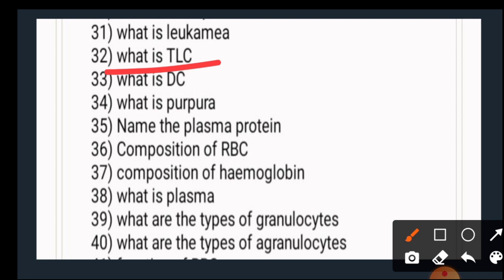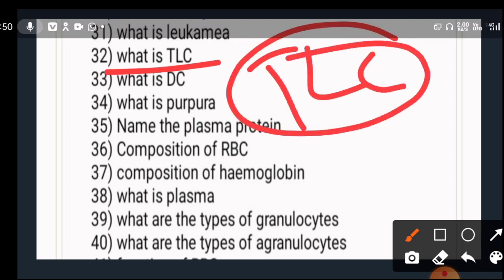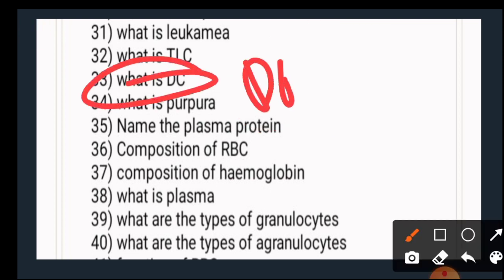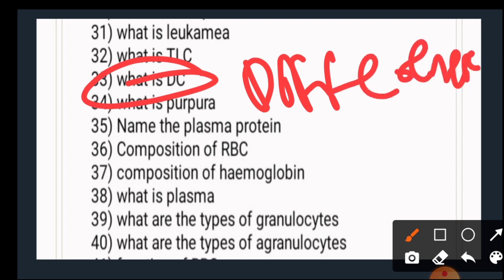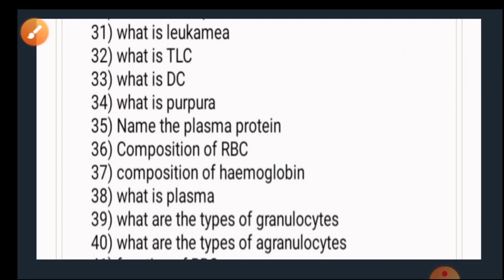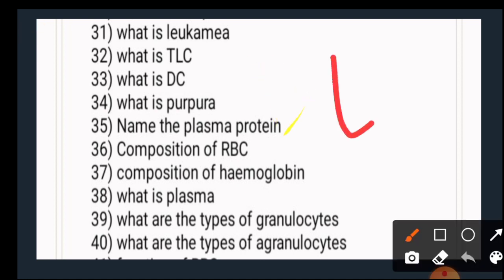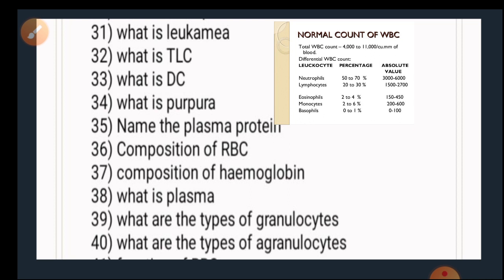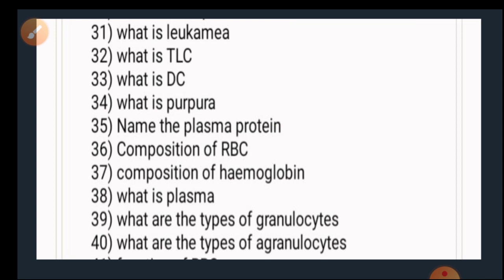What is TLC? TLC stands for total leukocyte count, meaning the total number of leukocyte cells present in our circulation. That test is performed and is known as total leukocyte count. And next, what is DC? Differential leukocyte count, also known as DLC. Here, how many eosinophils are present, how many neutrophils, how many monocytes, all the different leukocyte numbers or percentages in our blood circulatory system are counted.